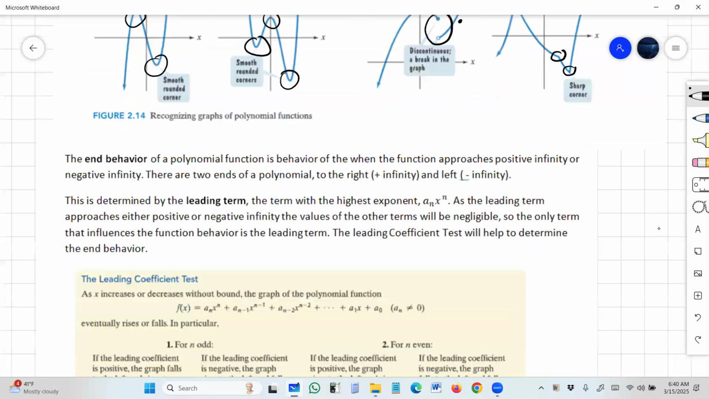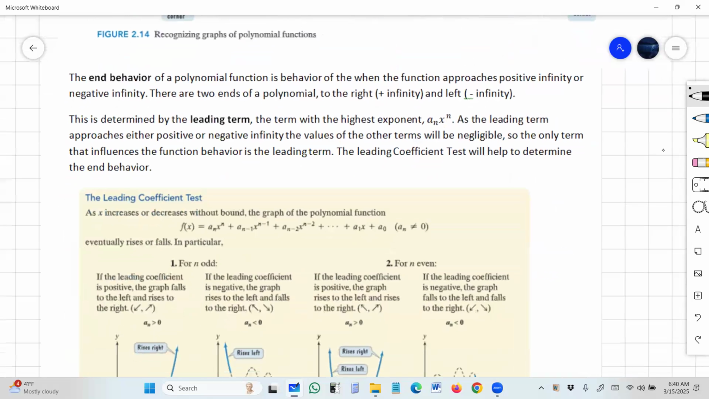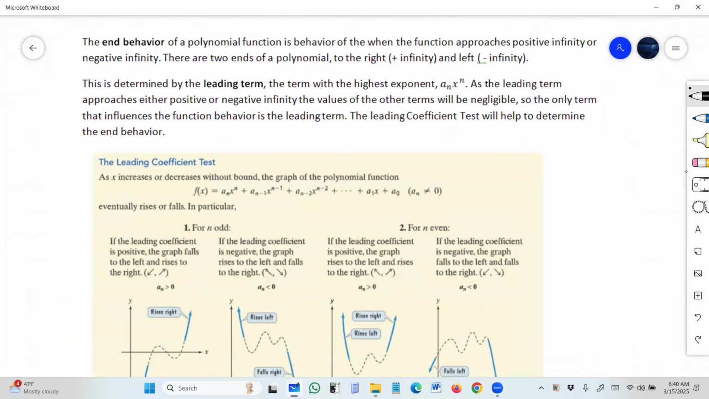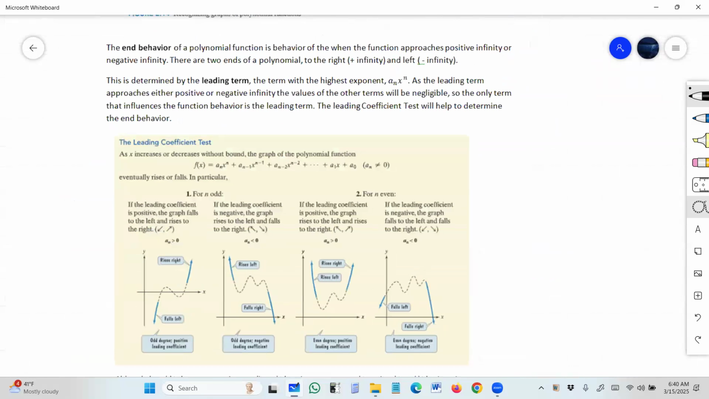Now, the other thing that we need to know, now that we know what a polynomial definition is and what the graphs look like, is what we call the end behavior of a polynomial. All right. So let me just make sure I fit this in the screen. Okay, so the end behavior of a polynomial refers to where the polynomial is going as it approaches either positive infinity going to the right or minus infinity going to the left. Okay, so you see here on the graph, there are four possibilities for that to happen.